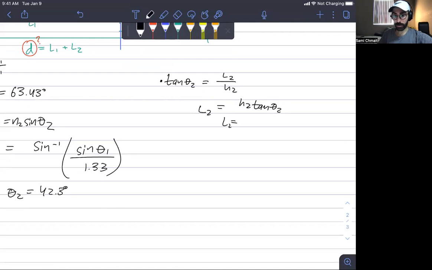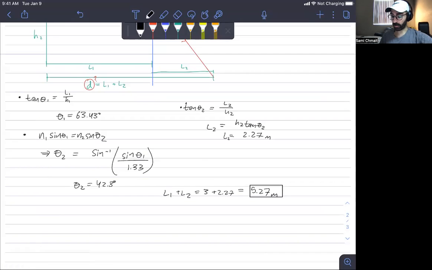L2 equals 2.27 meters. Now what you have to do is L1 plus L2, which is equal to 3 plus 2.27, which is equal to 5.27 meters. Box that guy. So that one's pretty easy now. Let's kick it up a notch with number 5.